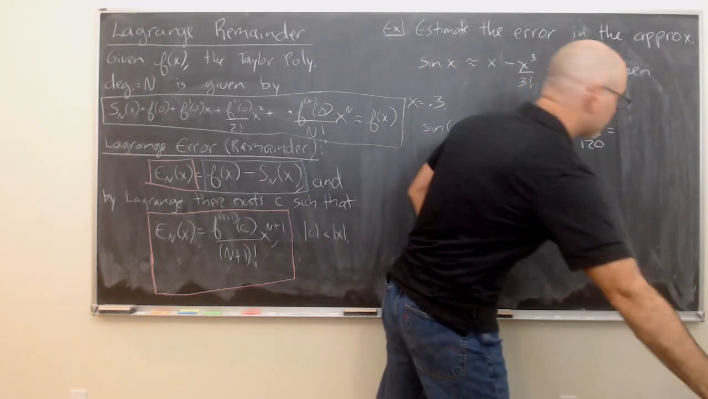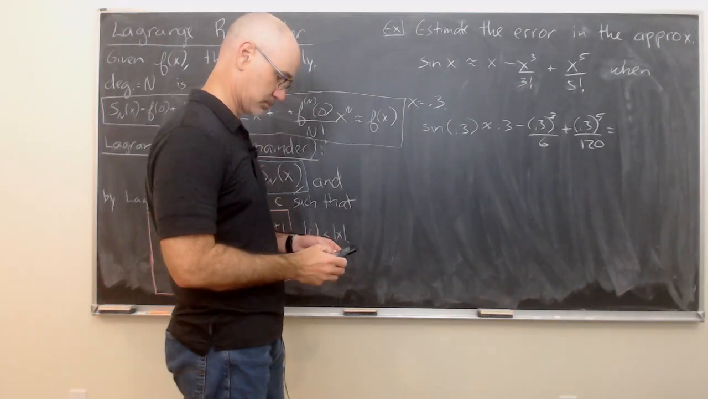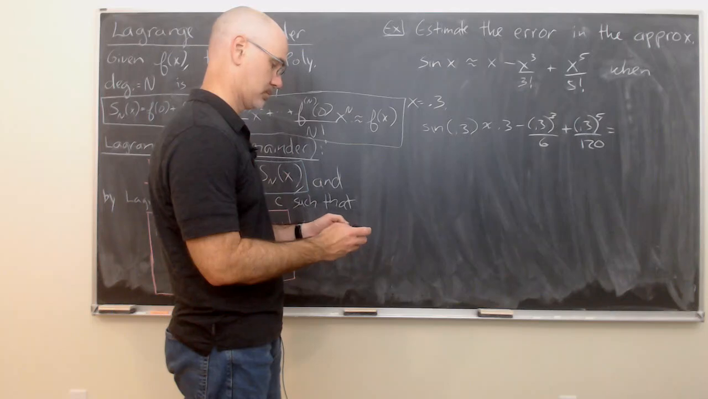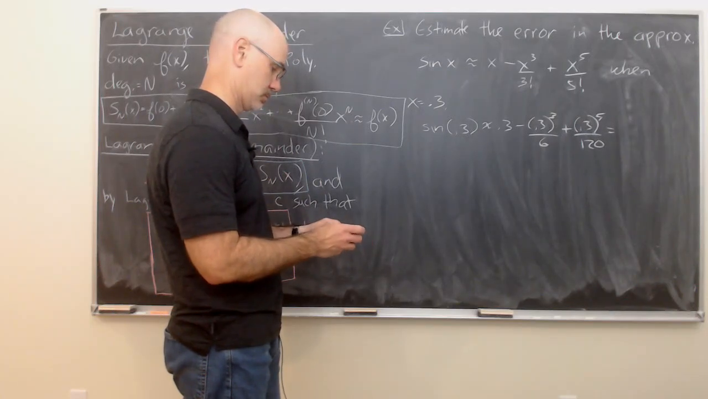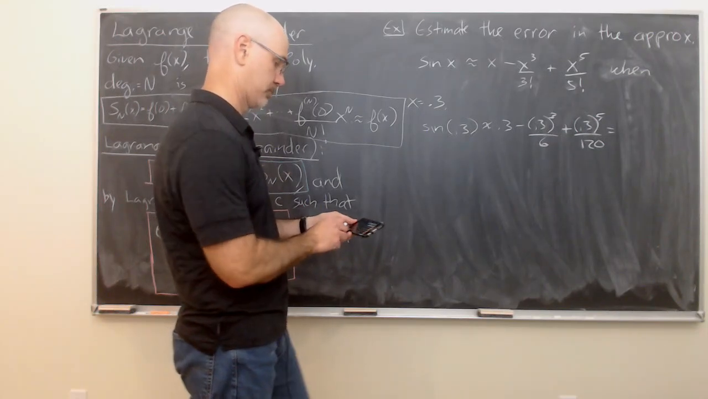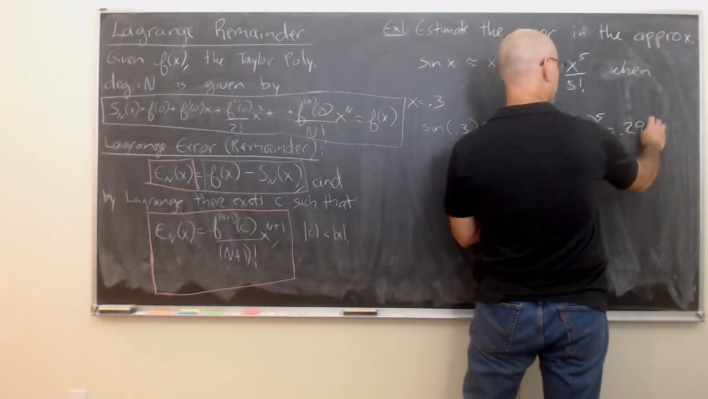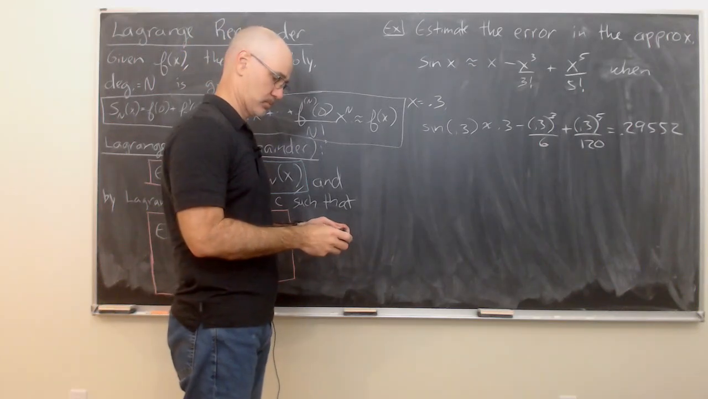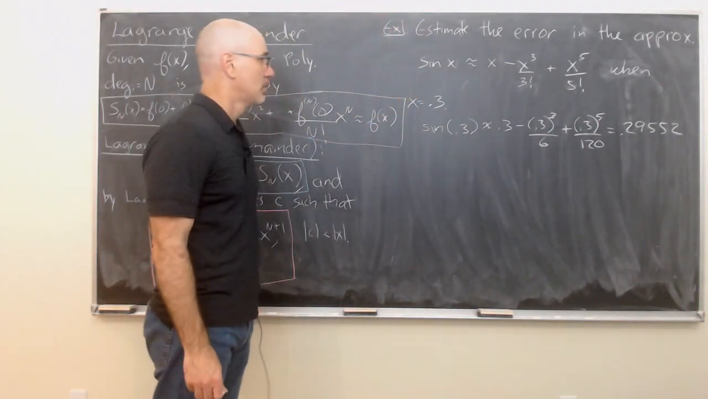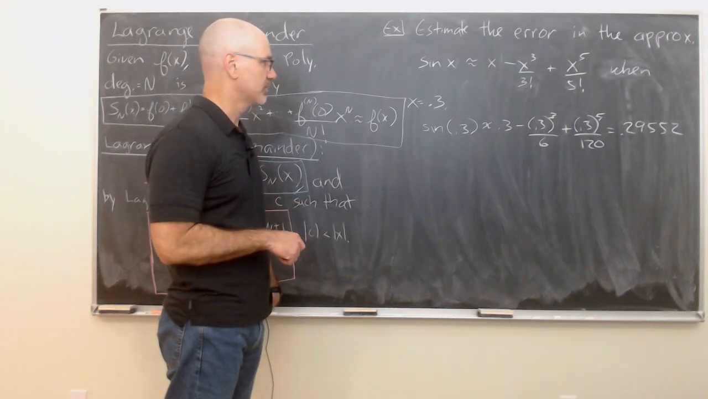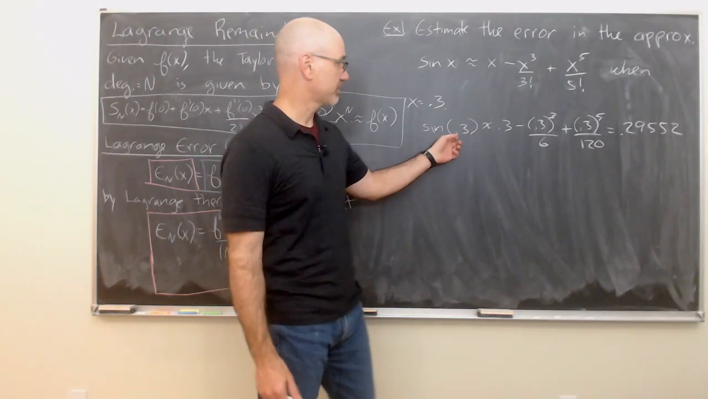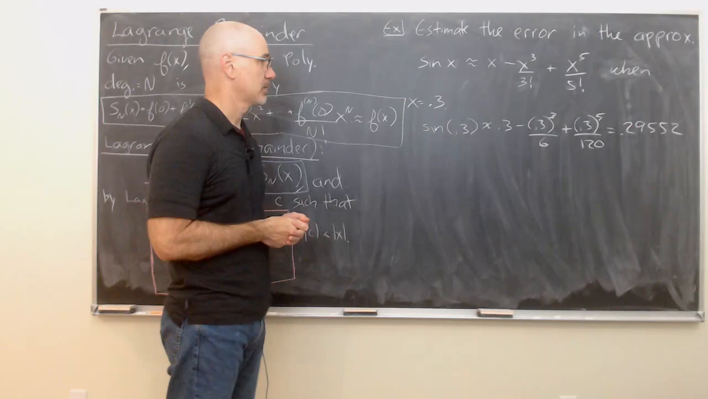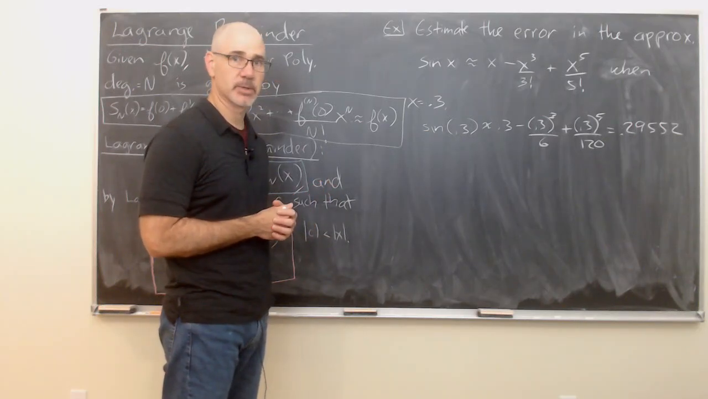And I'll let a calculator do that for us. Get about 0.29552. All right, so I rounded a little bit, hopefully that'll be okay. But the idea is that sine of 0.3 is about equal to 0.29552. So the Lagrange error can help us figure out, without having to check, how accurate that approximation is.